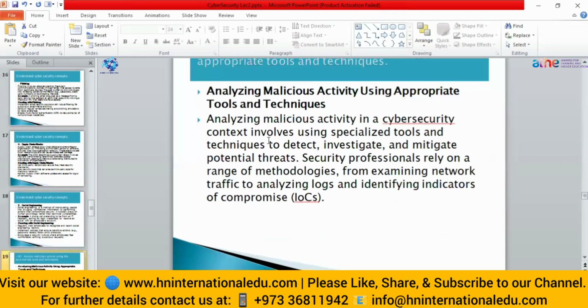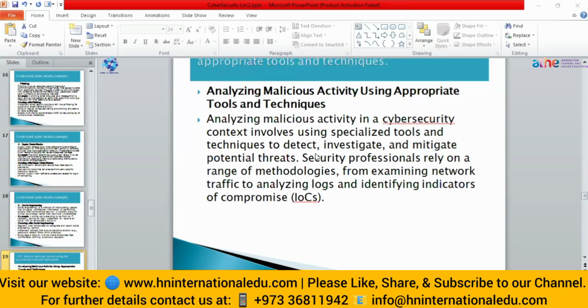So now we have the second topic of discussion, that is analyzing malicious activities using the appropriate tools and techniques. Now, how can we analyze different malicious activities through different tools? Like IOC is a term that we have discussed previously, and I purposely didn't tell you the abbreviation of this. It means indicator of compromise. Now we will look at that too.